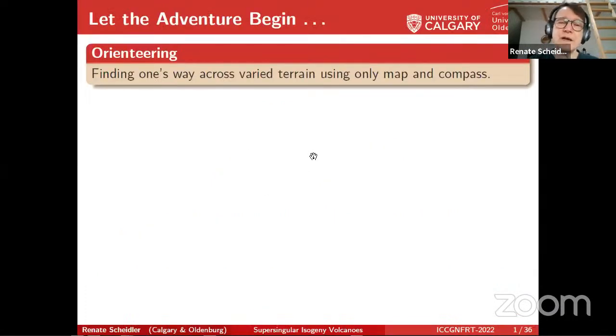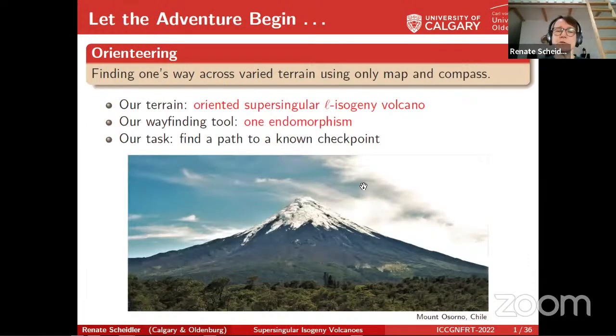So what's orienteering? Orienteering is a sport by which you're supposed to find your way across varied terrain to various checkpoints using only a map and a compass. So that's orienteering, and that's what we're going to be doing. Our terrain is going to be what's called the oriented supersingular L-isogeny volcano. Our wayfinding tool is not going to be a map and compass, but one endomorphism. And our task is to find a path to a known checkpoint.